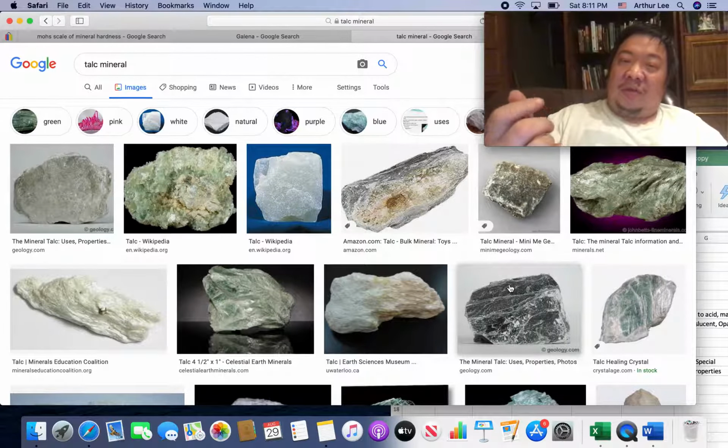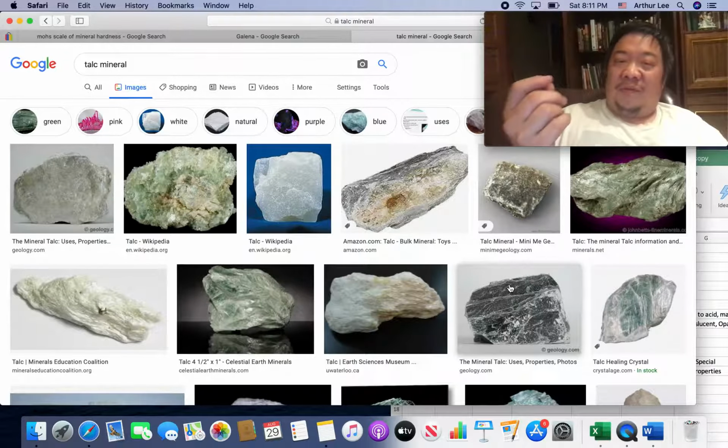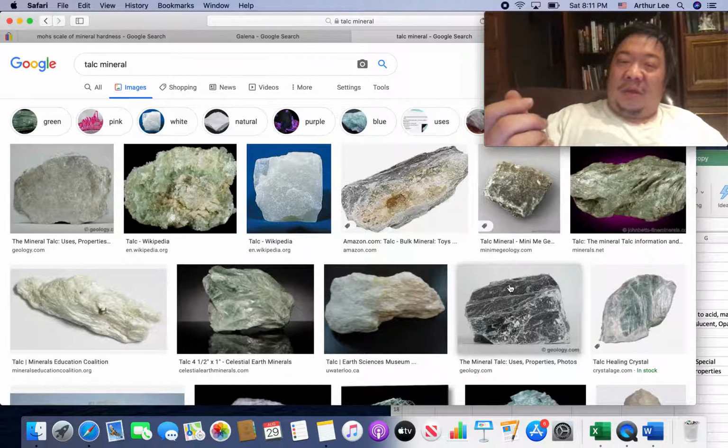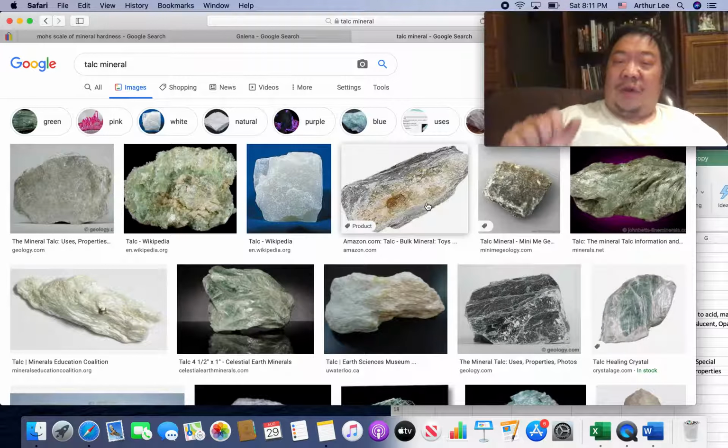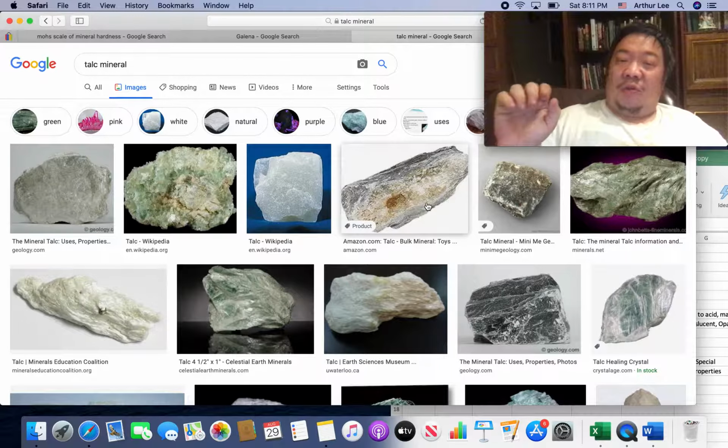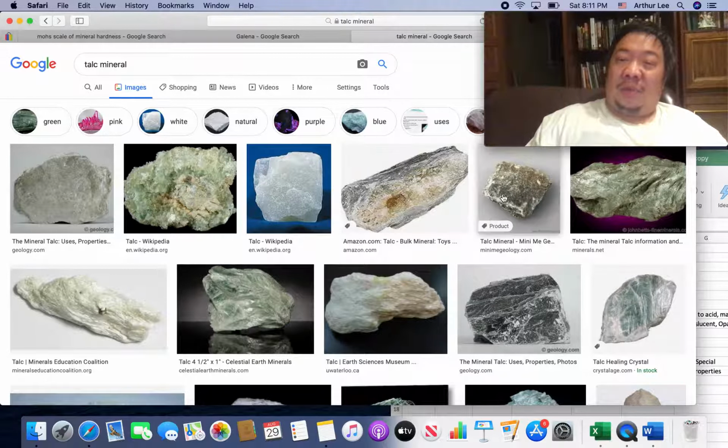So if you get one of those for the lab quiz, touch the minerals. It'll feel like soap. Color is not as reliable as other attributes. It's very soft. You could scratch it with your fingernail and you'll get a white powder. No matter what color the mineral is, you'll make a white powder.